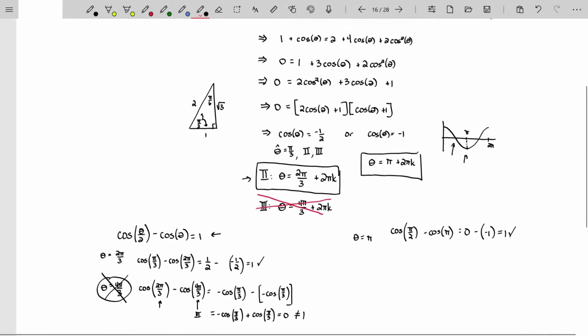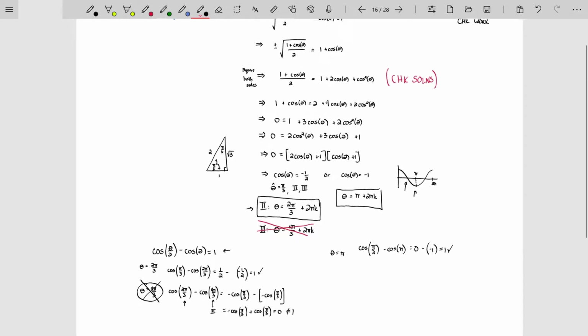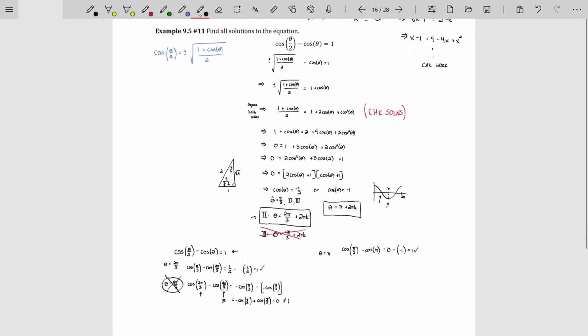We have all of our solutions to this equation up above. It is a lot of work because you do have to check, again, whenever you square both sides of an equation. There's several cases where you have to check all your solutions. Squaring is just one of them.